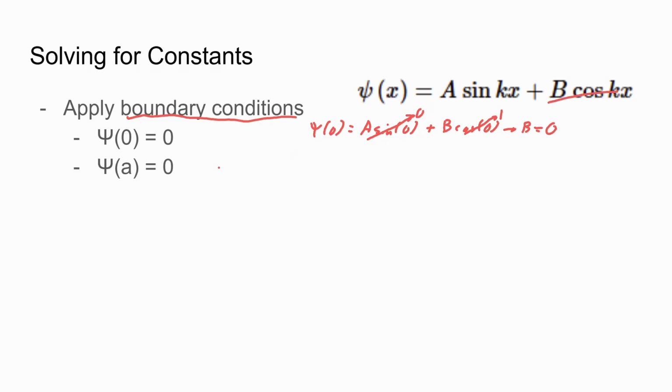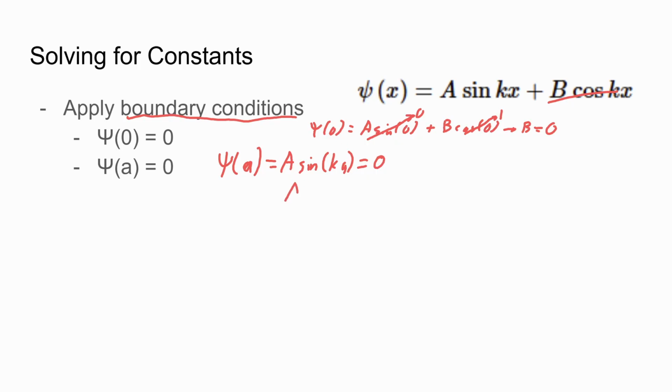If we apply our second boundary condition, psi of a equals 0, we can plug this in right here. Psi of a is going to equal A sine of ka, which equals 0. Now, looking at this, you might think, oh, we could just say A equals 0.